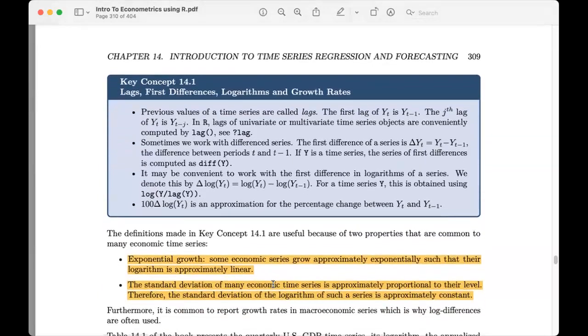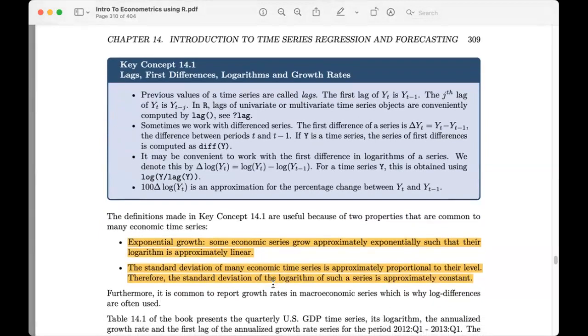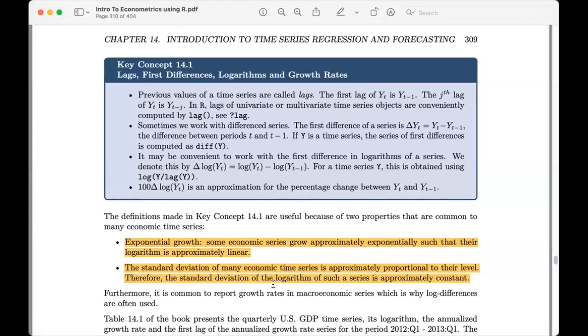And these definitions are very important because they help us normalize the data, usually because of two properties that are common in many economic time series. Exponential growth: some economic time series grow approximately exponentially, such that their logarithm is approximately linear. It's easier to work with linear data than non-linear data, which might require other techniques. The standard deviation of many economic time series is approximately proportional to their level. Therefore, the standard deviation of the logarithm of such series is approximately constant.